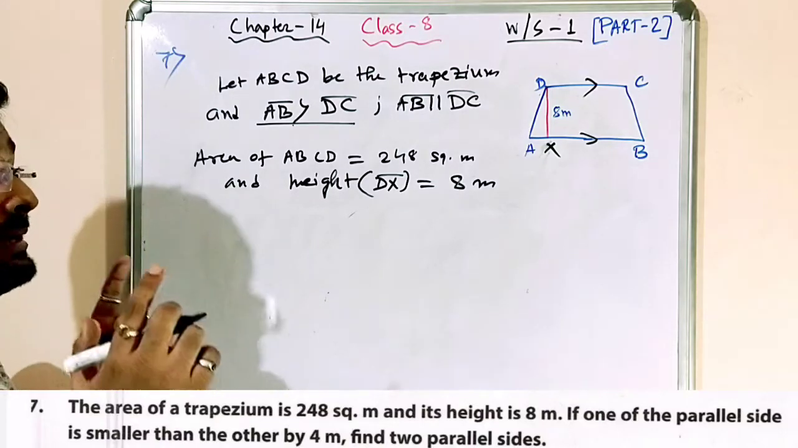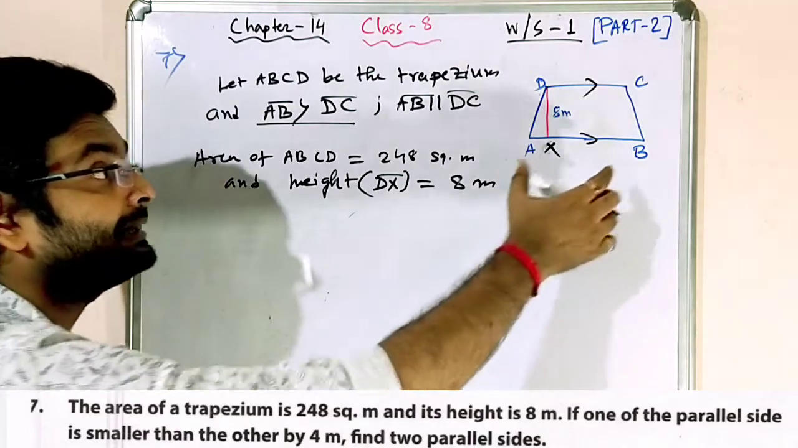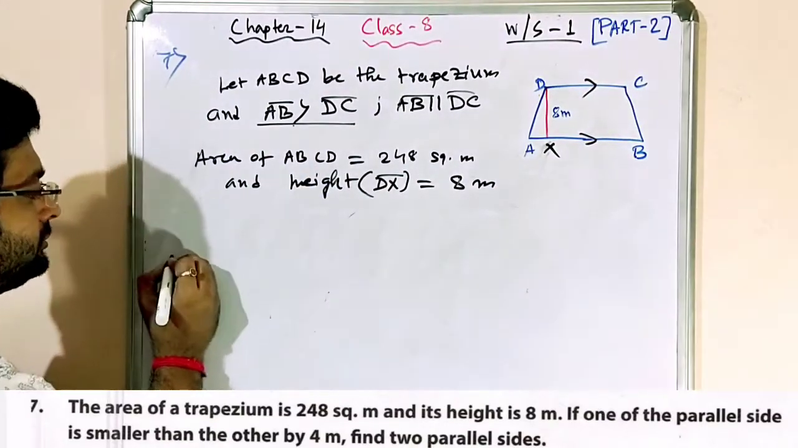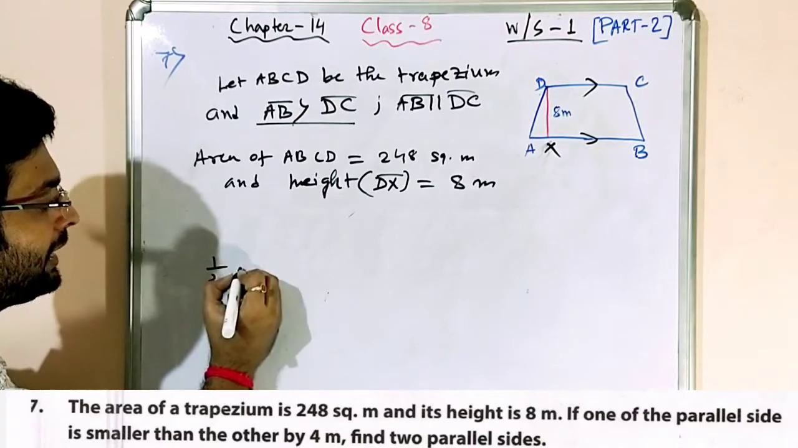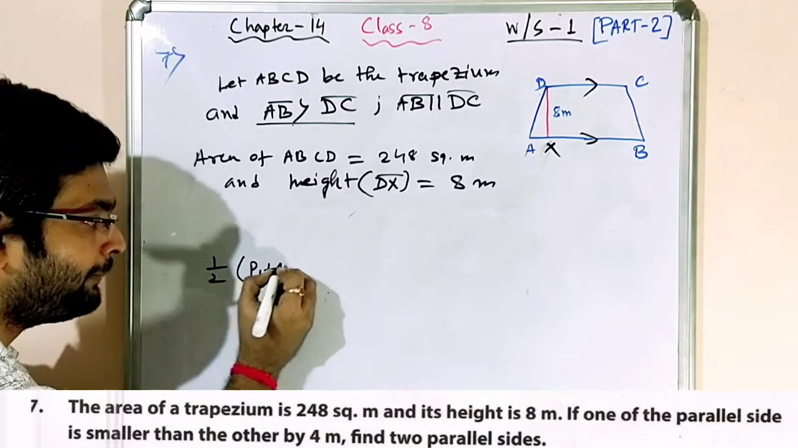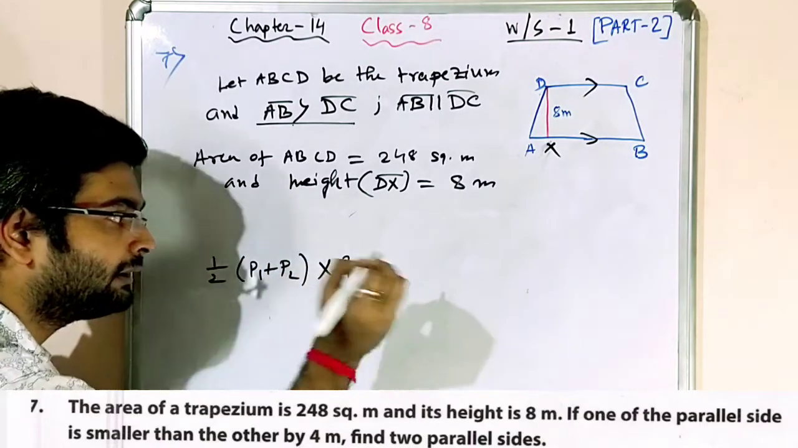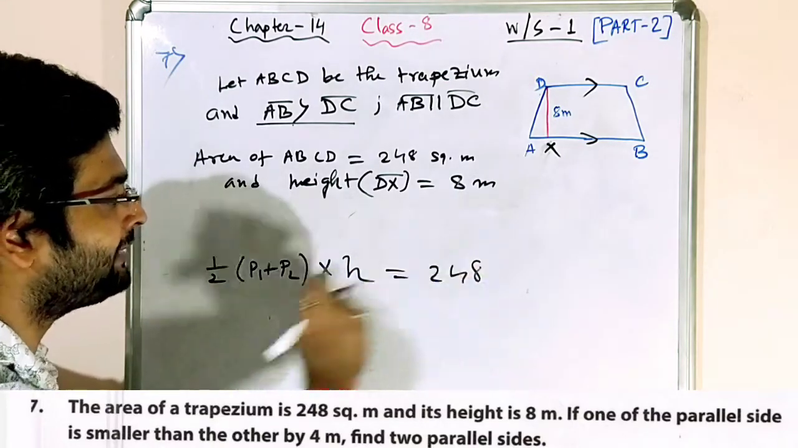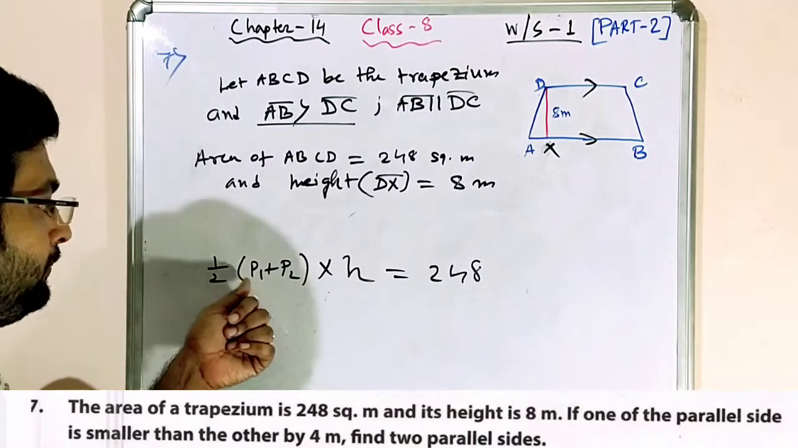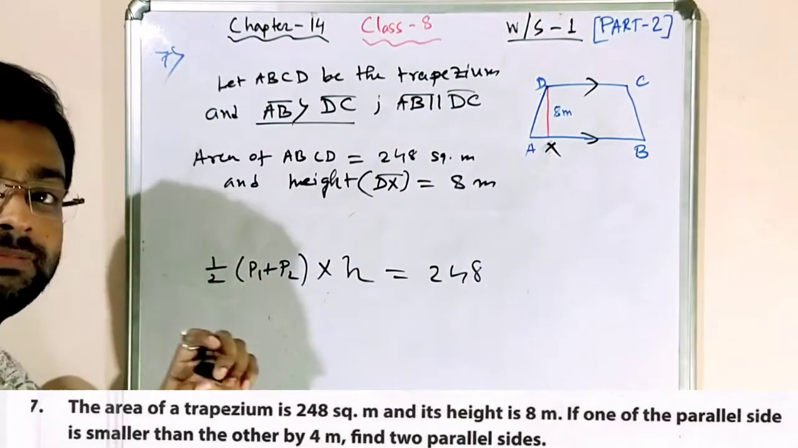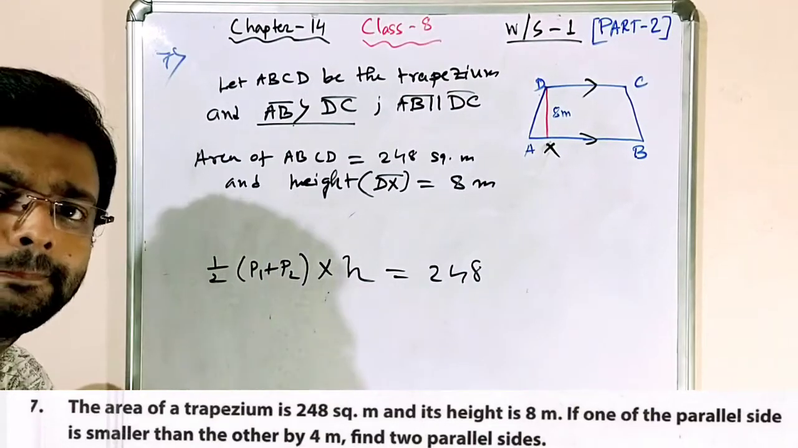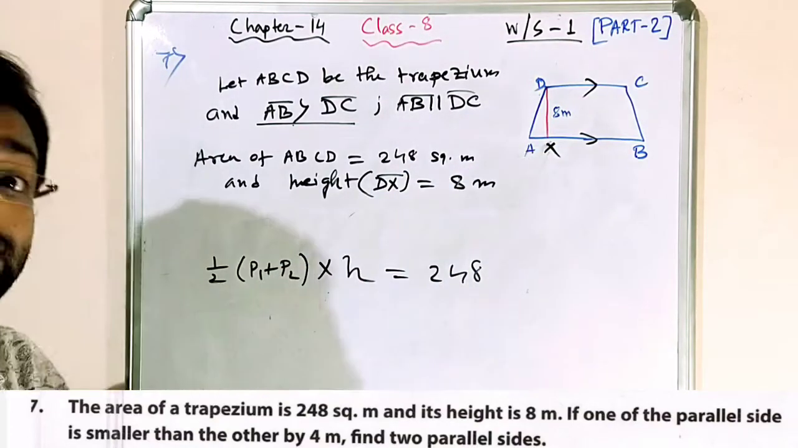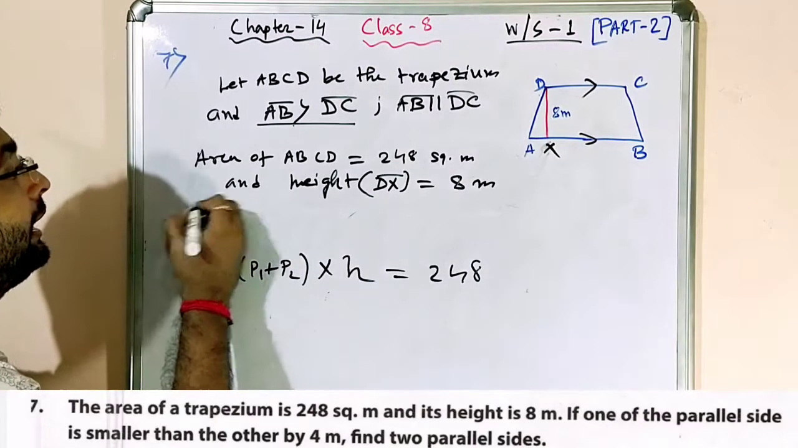Here the lengths of the two parallel sides are not given directly. If they were given, what is the formula? Area is half into the sum of the parallel sides into the height. So the area is 248, and that value I have to find. If P1 and P2 had been given, you could do it directly, but here it is not given. But a relation between these two sides has been given.